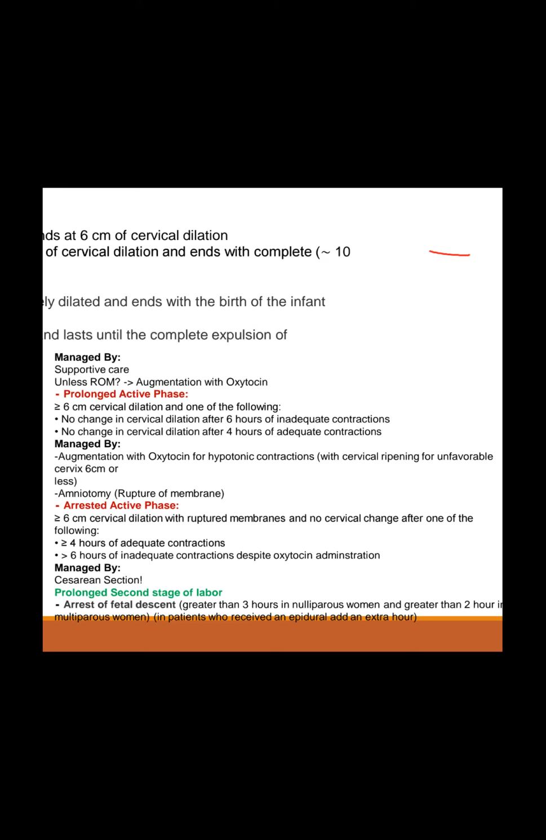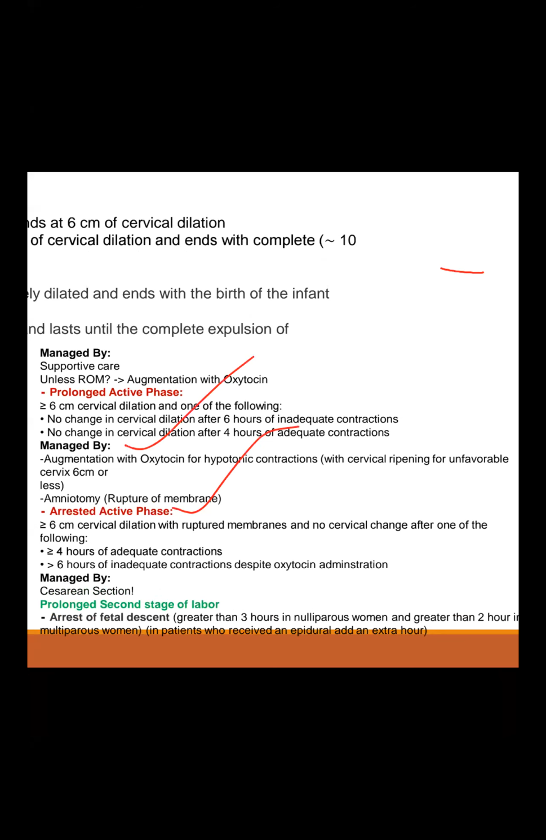If arrested or inactive, meaning 6 centimeter dilated or 8 centimeter dilated and there is no contraction. Inactive phase or arrested active phase means a stop. If active phase, we can induce the labor. Remember very well, we have to do cervical ripening. Okay, if arrest means stop, there is no contraction, so we have to manage by cesarean section. In arrest, prolonged active phase.